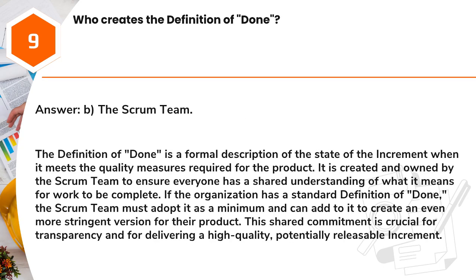The definition of done is a formal description of the state of the increment when it meets the quality measures required for the product. It is created and owned by the Scrum team to ensure everyone has a shared understanding of what it means for work to be complete. If the organization has a standard definition of done, the Scrum team must adopt it as a minimum and can add to it to create an even more stringent version for their product. This shared commitment is crucial for transparency and for delivering a high-quality, potentially releasable increment.